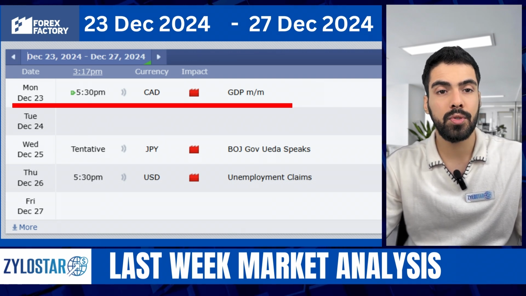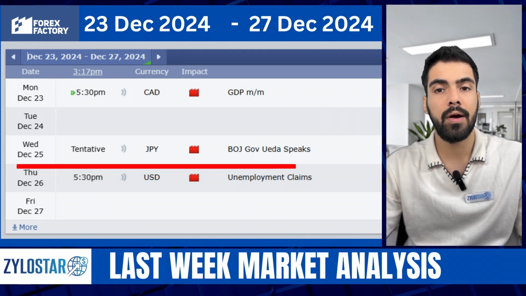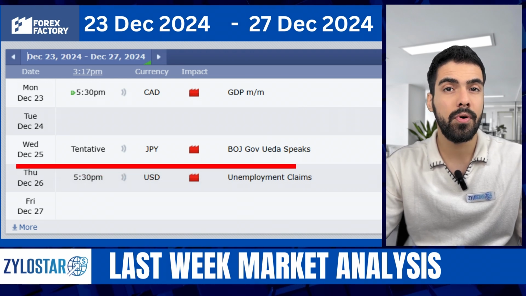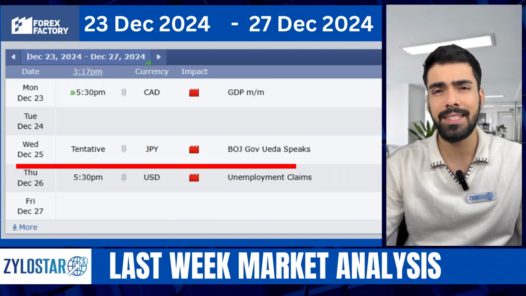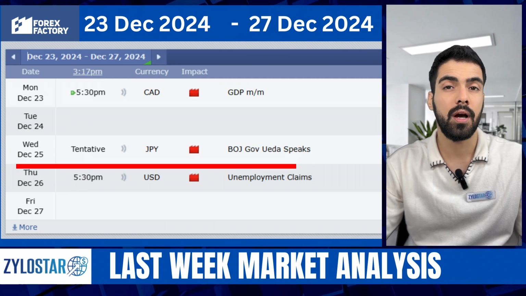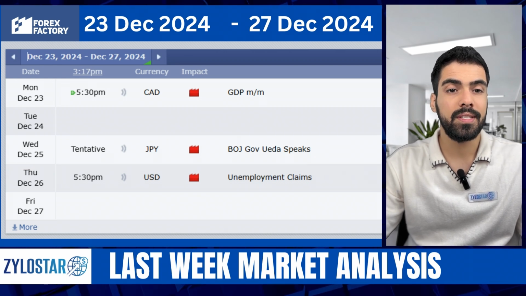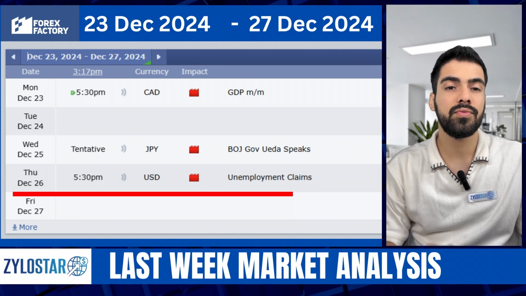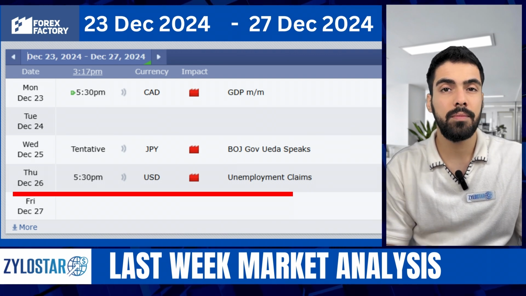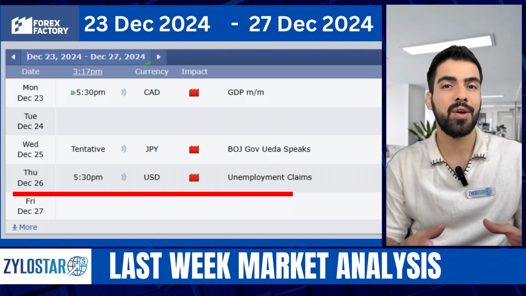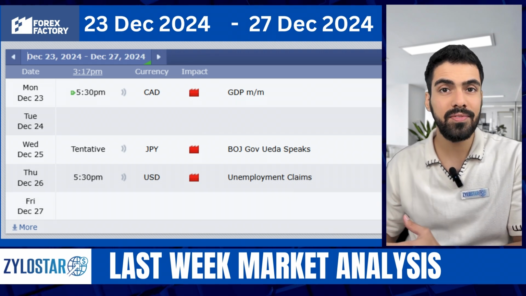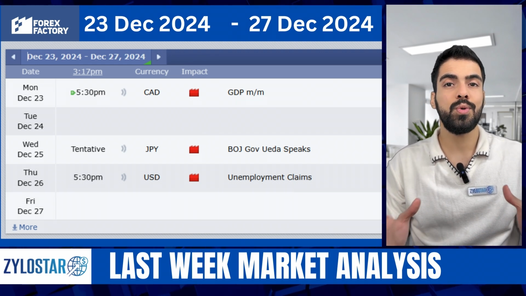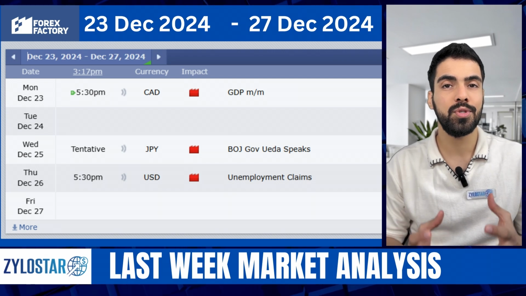And also on the 25th, we are going to have Bank of Japan's Ueda speak about the economy, and let's see what he will mention, a hawkish statement or a dovish statement. And later on the 26th, we are going to have unemployment claims, or let's say initial jobless claims, for the United States at 5:30 p.m. So next week is not going to be as crowded as last week, so you can have a better time to enjoy your life.